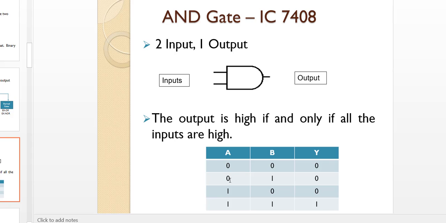When any of the inputs is low, see here both the inputs are low, here only one input is low, here only one input is low. If any of the inputs is low, then the output is low. Are you getting it? Yes. So this is for the 2 input.